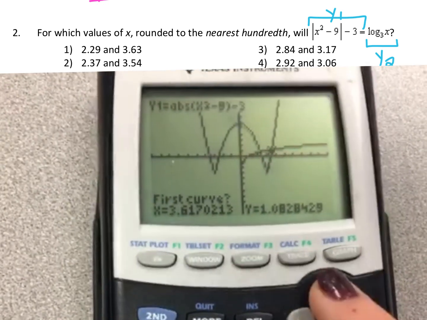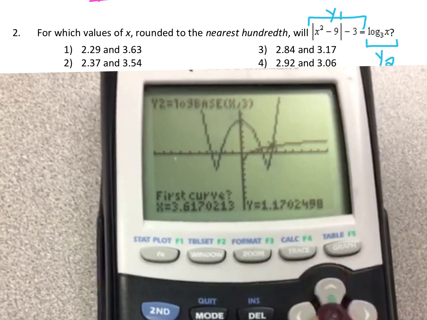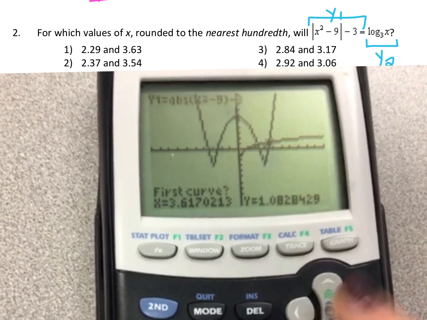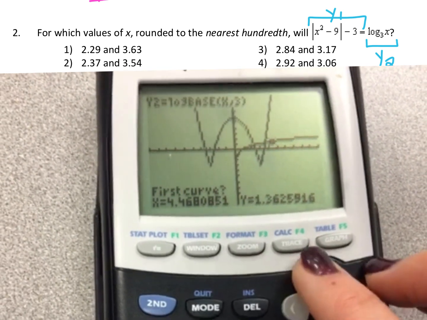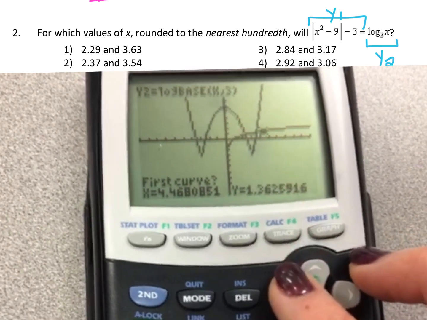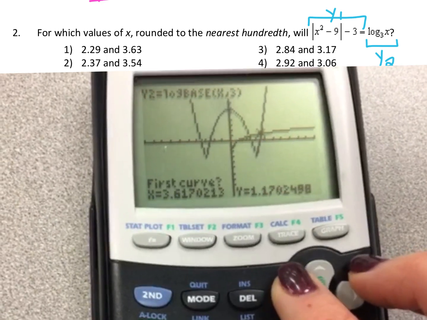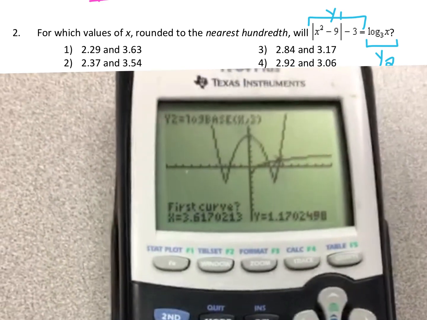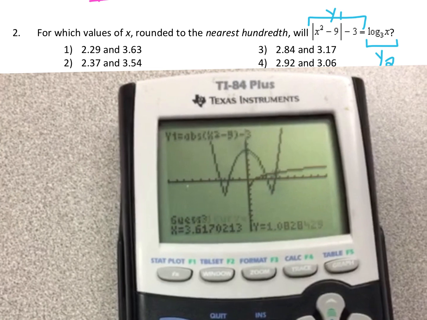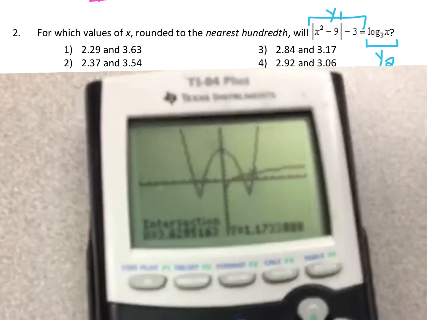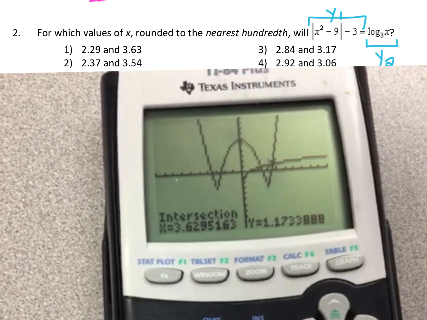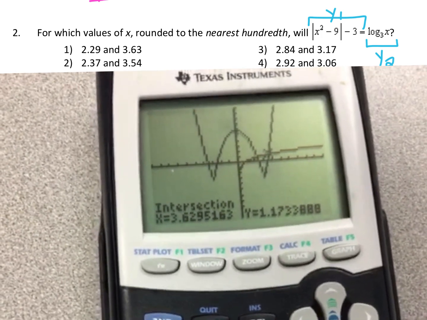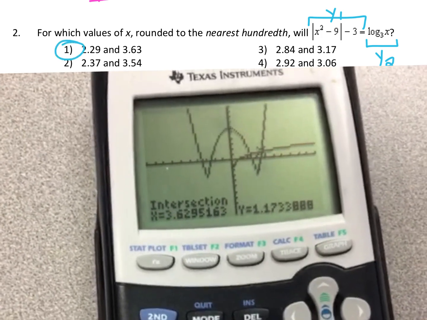The up and down, well, look what happens. Well, you're not really going to see here, but up and down just switches it from one curve to the next. So here, if I come off that, you'll see, up and down just moves it from one curve to the next. So we're just using our left and right arrow keys to actually move that cursor. Okay, so let's hit enter, enter, enter, and oh, look at that. The other one is at 3.63. So choice 1 is going to be our answer.